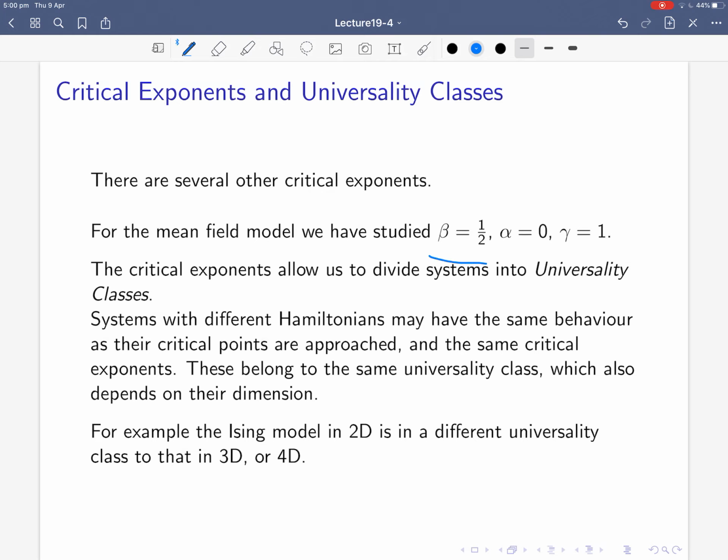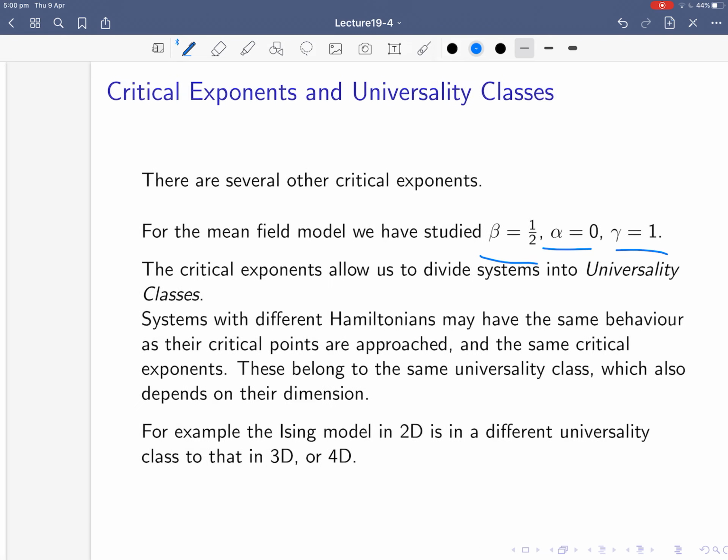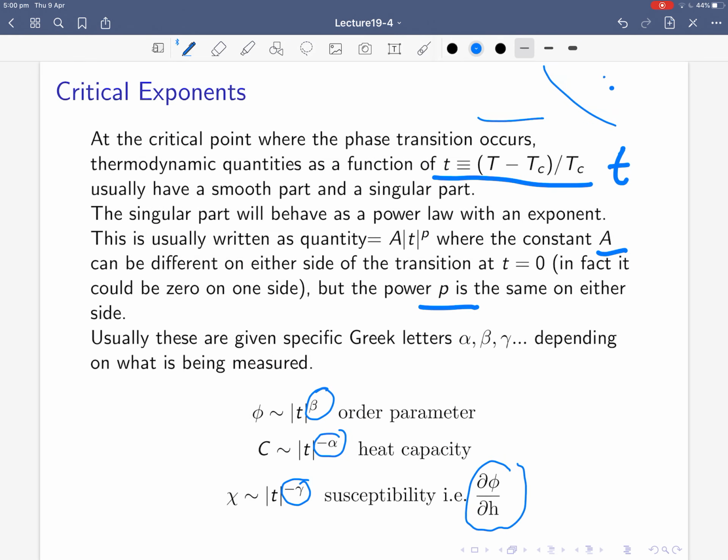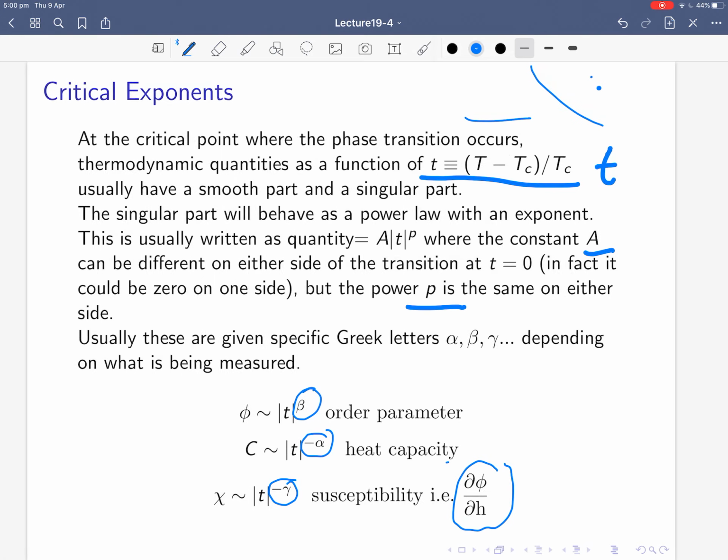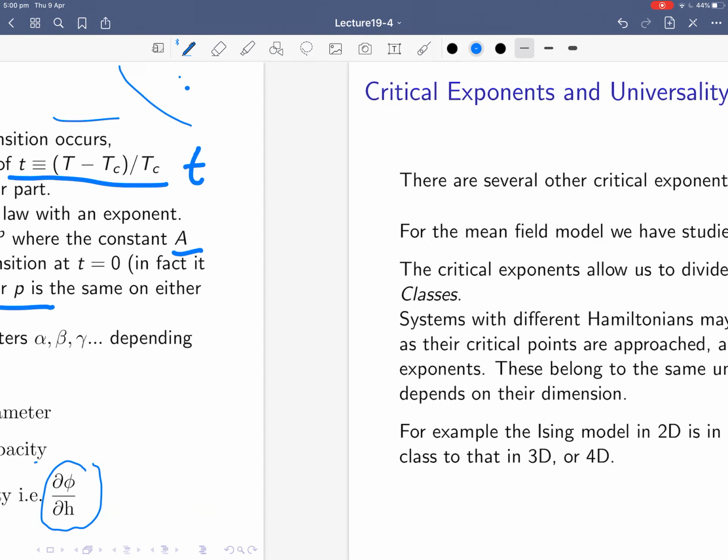So for the mean field model, which we've looked at, you can actually calculate these things exactly. Beta's a half, alpha's 0, and gamma's 1. So alpha is 0, which means the heat capacity doesn't diverge for a second order transition, and we know that means there's no latent heat, and the heat capacity doesn't jump at all; it just varies continuously.